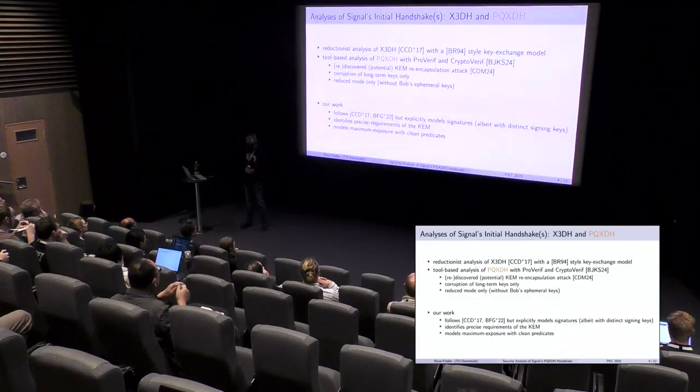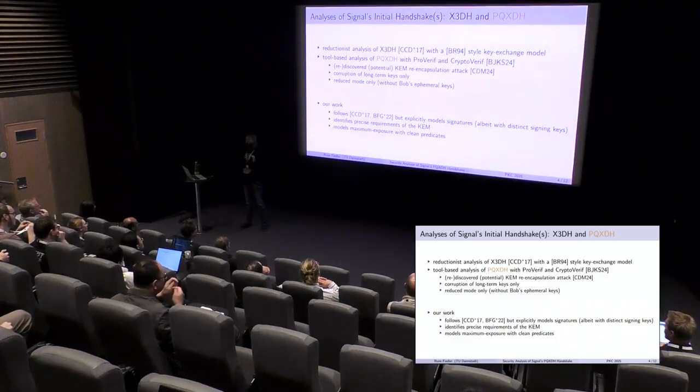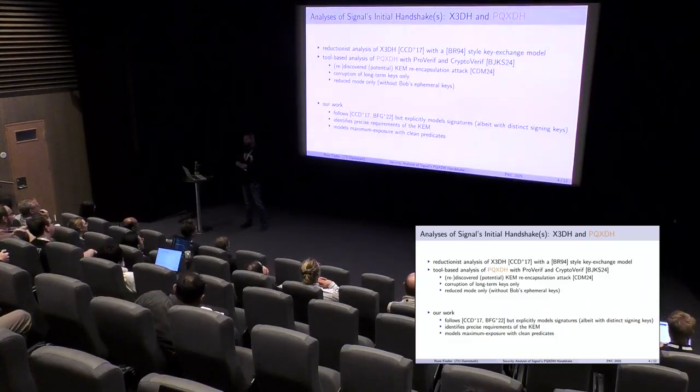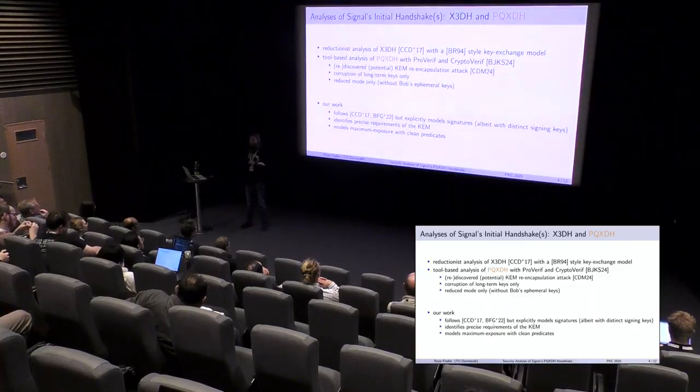This is complemented by our work, which follows the Bellare-Rogaway-style key exchange models of Cohn-Gordon et al., which was later refined by Brendel et al. And we additionally improved the model by explicitly modeling the signatures on the keys. So previous models have just assumed that semi-static keys are authentically delivered. We do not assume that. We model the signatures on the semi-static keys to capture this.